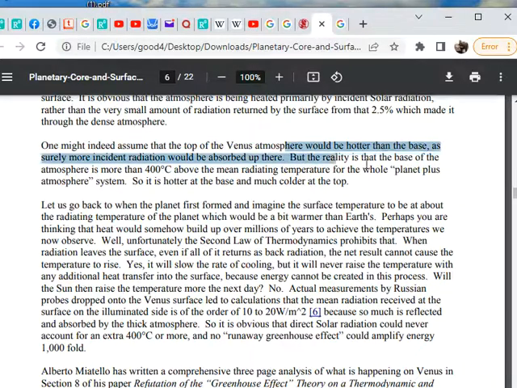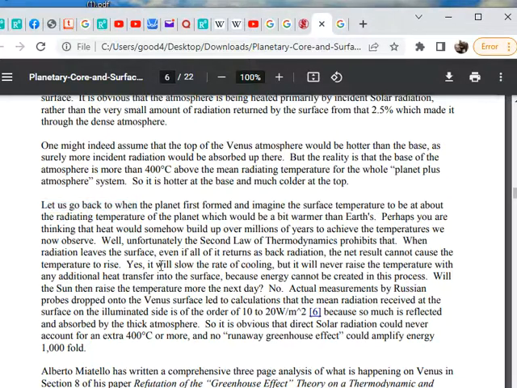The reality is that the base of the atmosphere is more than 400 degrees above the mean radiating temperature for the whole planet plus atmosphere system. So it is hotter at the base and much colder at the top. So that is in agreement with the greenhouse effect idea.